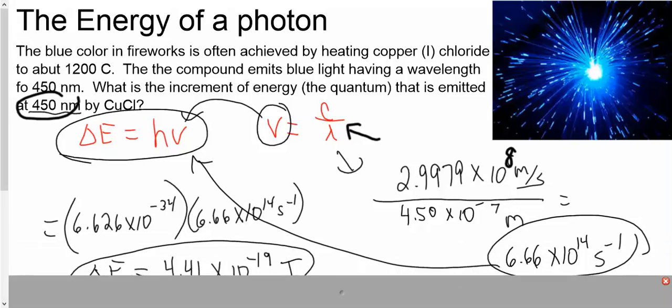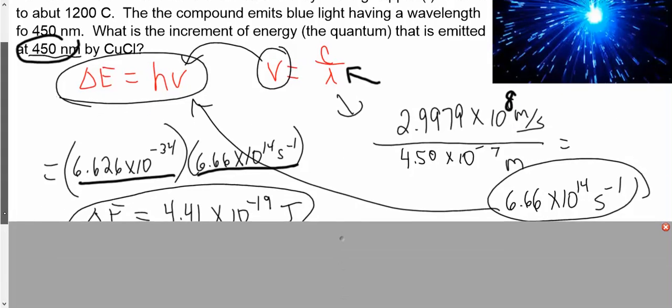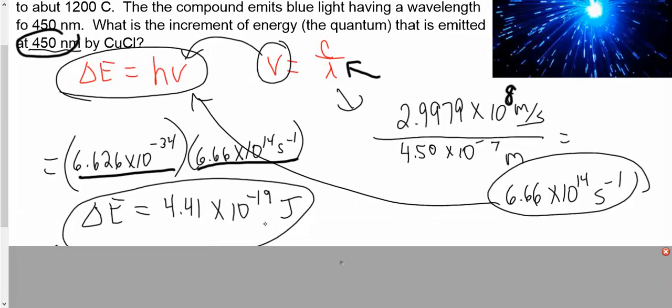Take that frequency and plug it into E equals hν. So we're going to do that right here. Take this and multiply it by Planck's constant, and that gives us the energy of a photon produced by blue firework, copper chloride. So the change in energy is equal to 4.41 times 10 to the negative 19 joules.